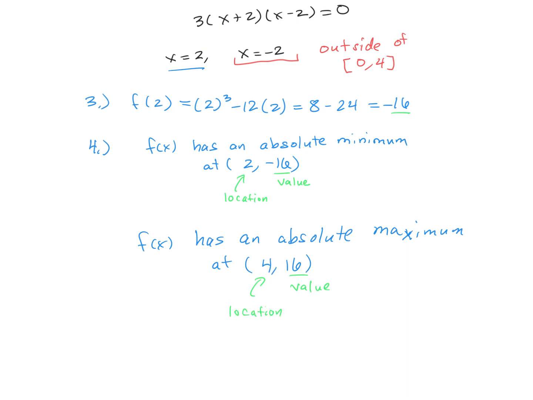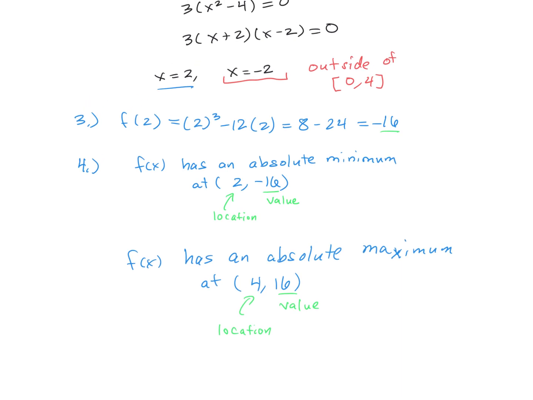And again, remember, we have this absolute extreme theorem, which says that it's always going to happen for a continuous function on a closed interval. We can always get our absolute max and our absolute mins.